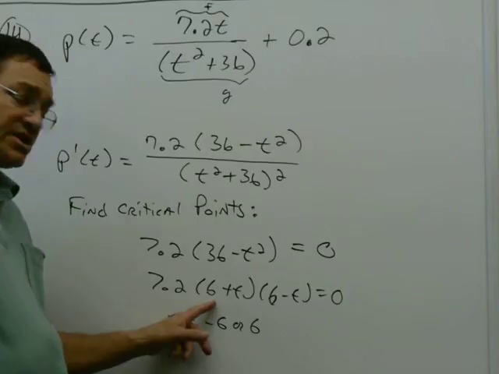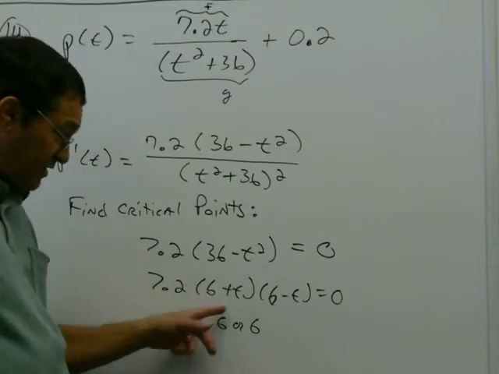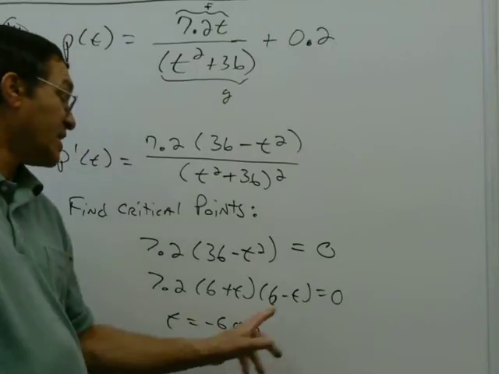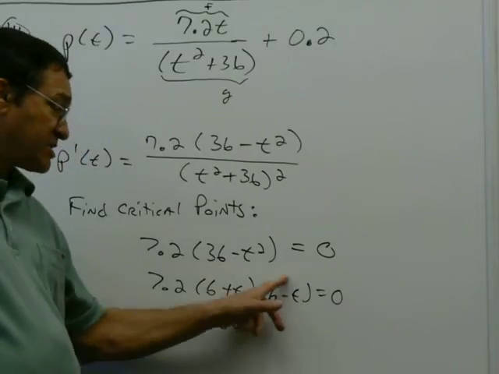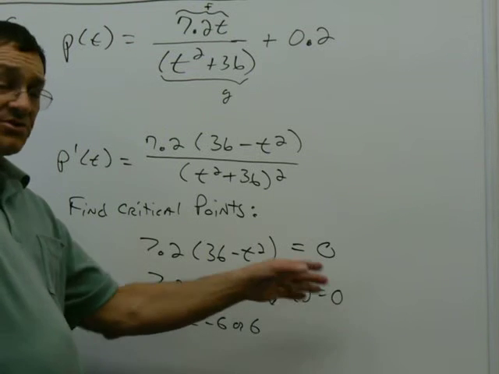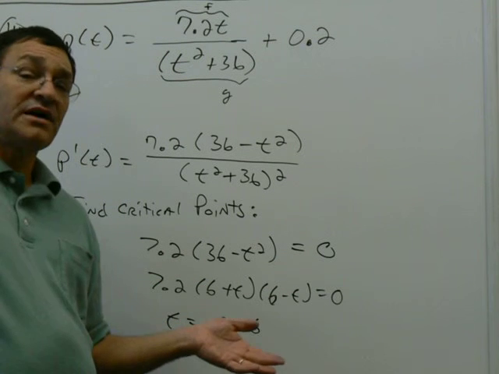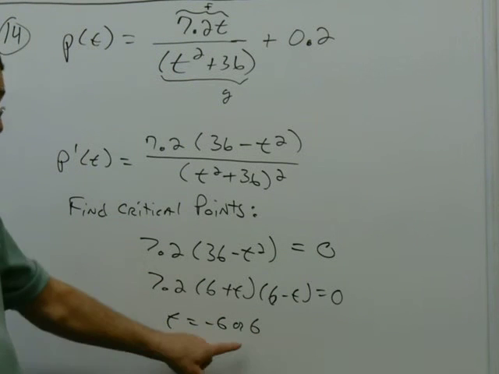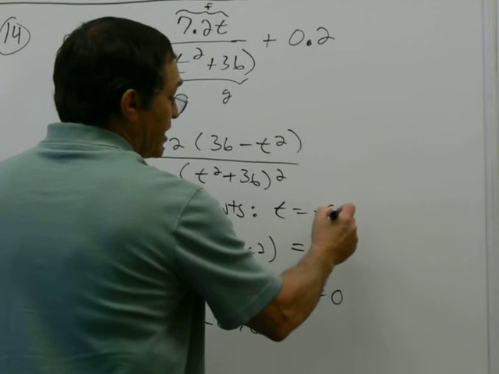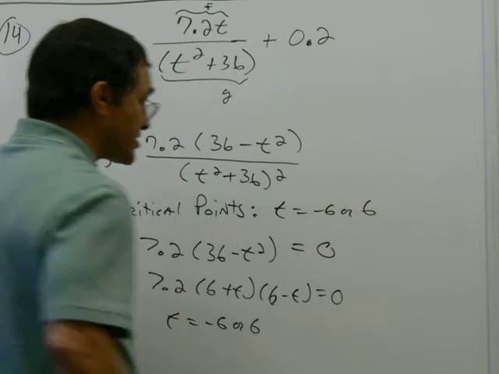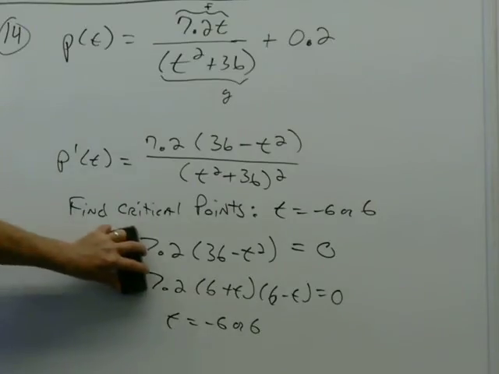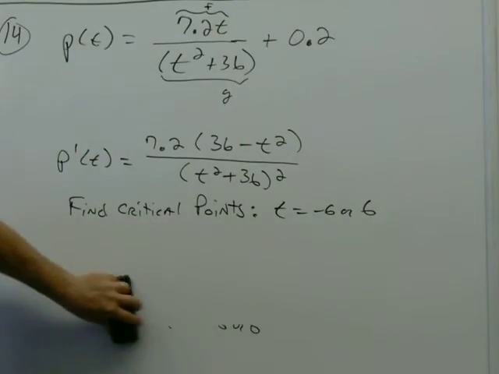If t is negative 6, 6 plus negative 6 would make this factor equal to 0, and make the whole expression equal to 0 and be a solution. If t is positive 6, it makes this factor equal to 0. If this factor is 0, no matter what the rest of the factors are, 0 times anything is going to be 0, and that is the solution. So these are my critical points: t equals negative 6 or positive 6. So that's where I have potential maximums or minimums for this function.